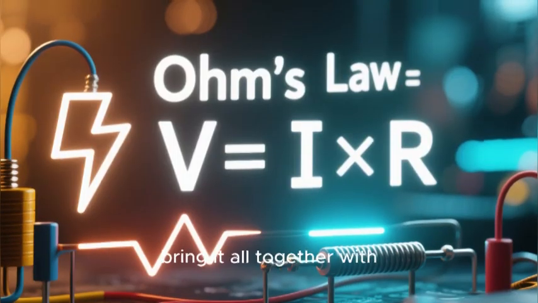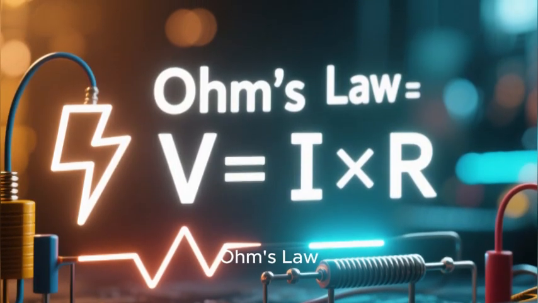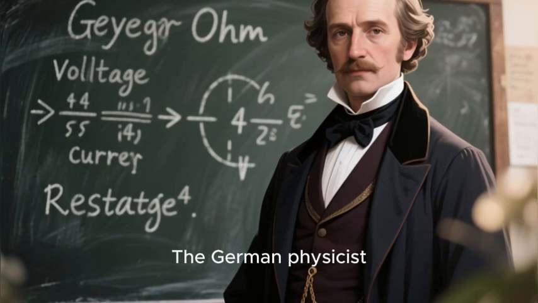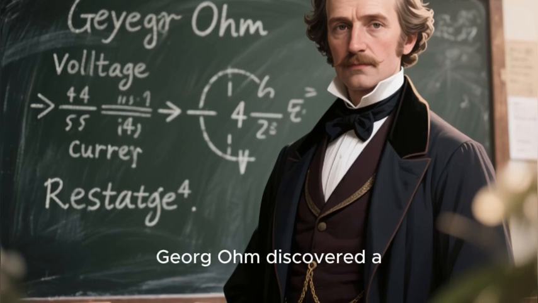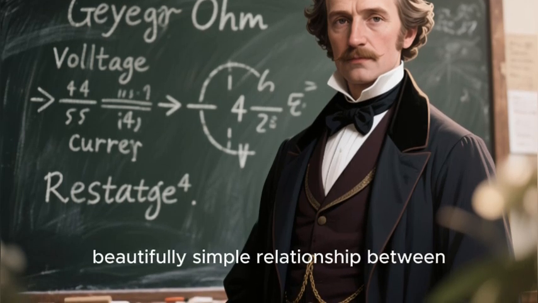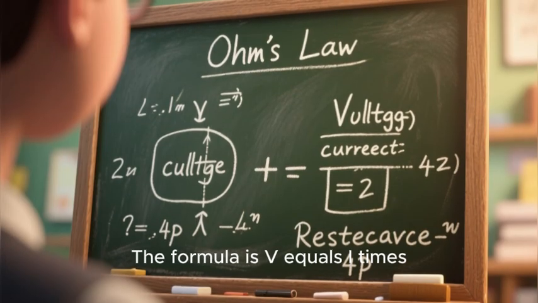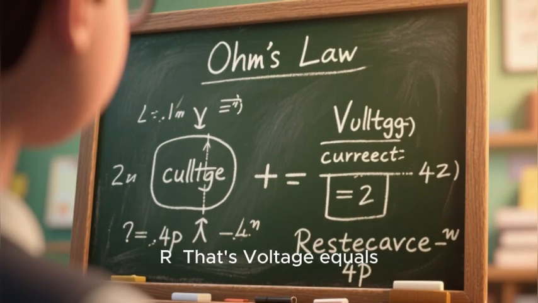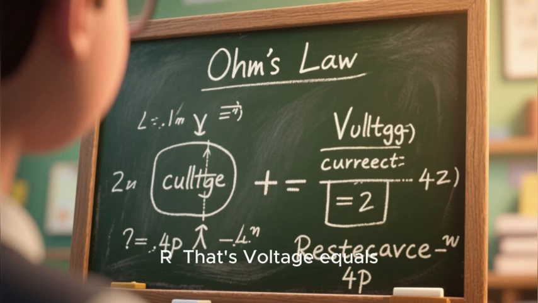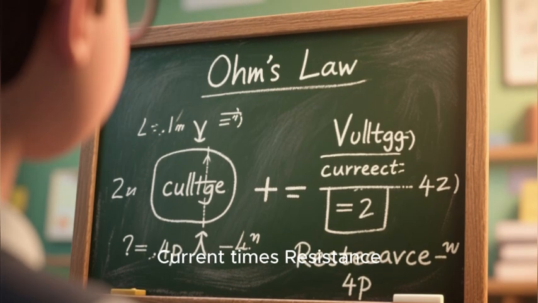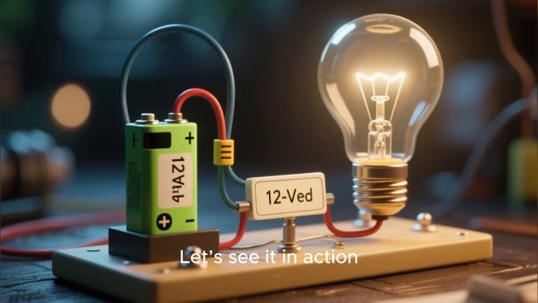Now, let's bring it all together with Ohm's law. The German physicist Georg Ohm discovered a beautifully simple relationship between these three quantities. The formula is V equals I times R. That's voltage equals current times resistance. Let's see it in action.